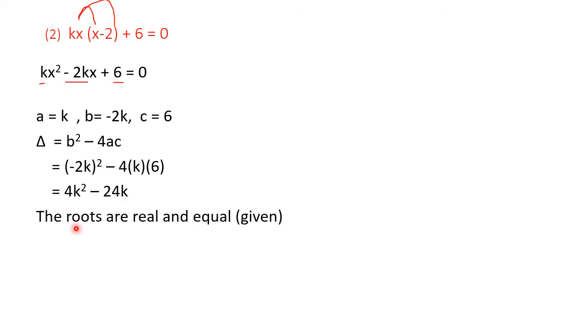But what is given? The roots are real and equal, so delta is equal to 0. So if I consider delta is equal to 0, I'll get this equation here, and in place of delta I can write 0, right? So here what do I write? 4k square minus 24k is equal to 0. And then I try to solve this. So how do I solve this?